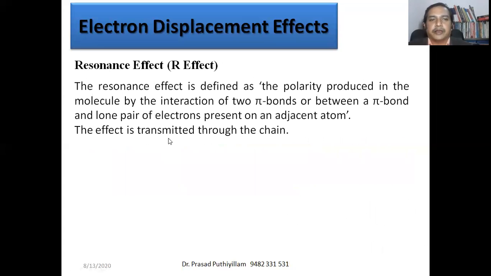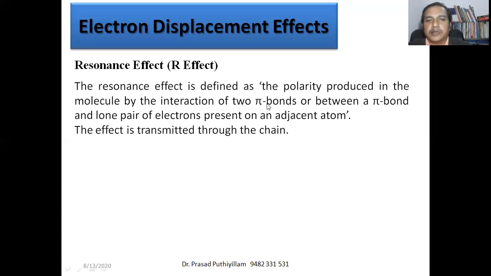Then, resonance effect. Resonance effect is defined as the polarity produced in a molecule by the interaction of two pi bonds, or between a pi bond and a lone pair of electrons present on an adjacent atom. The effect is transmitted through a chain, that means a molecule having conjugation. Conjugation means alternate single and double bonds, with the atoms present in the same plane. Then this type of effect is possible, with a pi bond as well as with a lone pair of electrons.